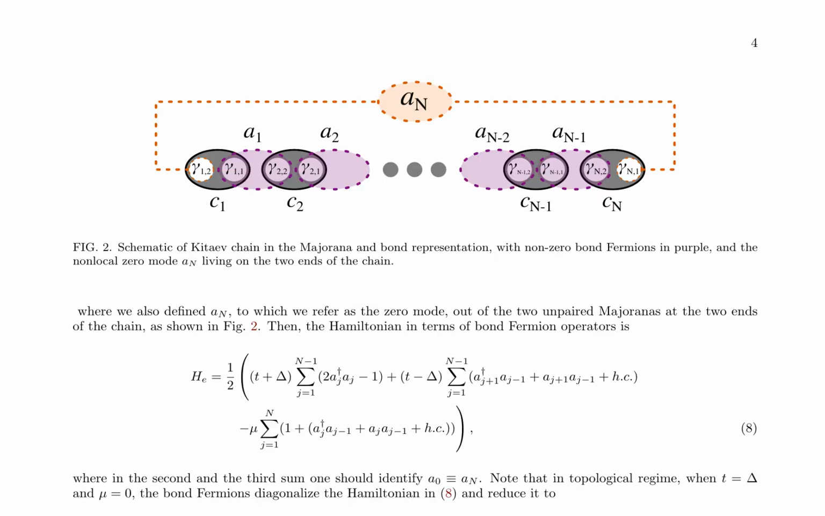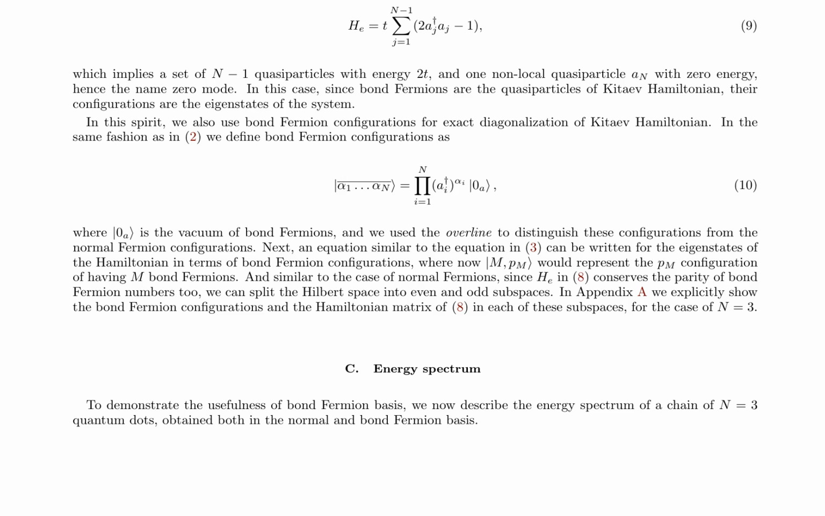The Kitaev chain is represented using bond fermions, which are operators that describe the Hamiltonian. In the topological regime, the zero mode plays a crucial role. Bond fermion configurations are essential for the exact diagonalisation of the Kitaev Hamiltonian. The authors stress the importance of conserving parity in the bond fermion numbers, which leads to the splitting of the Hilbert space into even and odd subspaces. This conservation of parity is essential for accurately capturing the physics of the Kitaev chain.